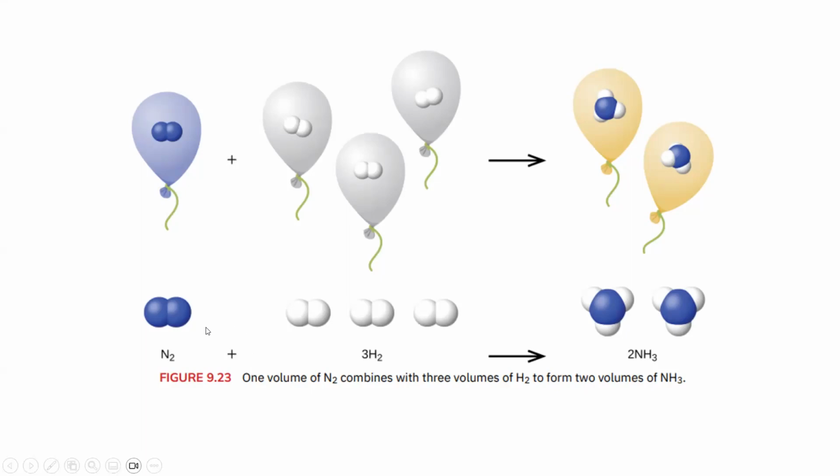With the gases, we can think about these stoichiometric coefficients as molecules. We can still think of them as moles. But if we've got these under the same conditions, we can also think about them as volumes. So 1 volume of nitrogen requires 3 volumes of hydrogen, and that'll give us 2 volumes of ammonia. I keep saying ammonia.